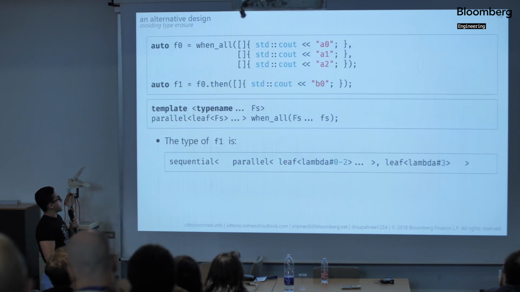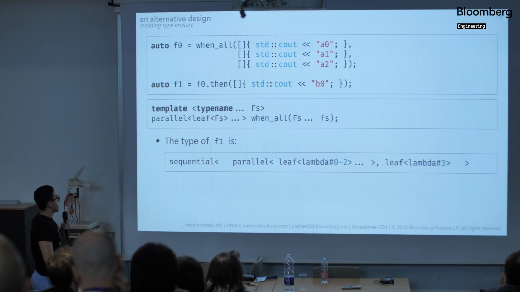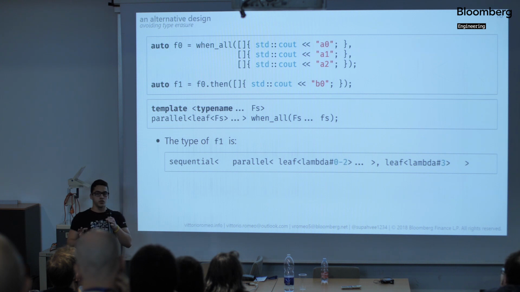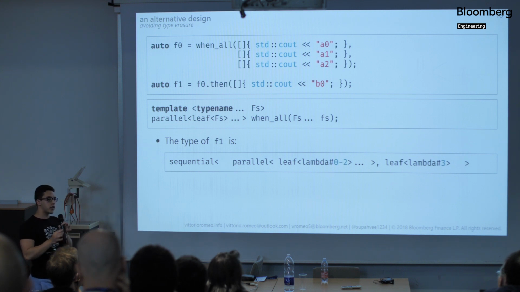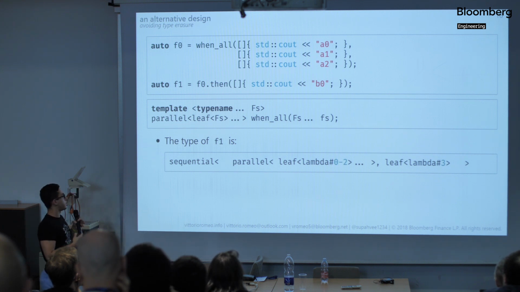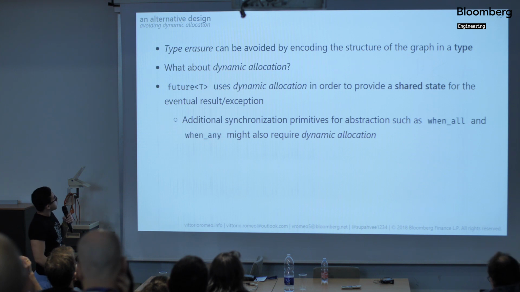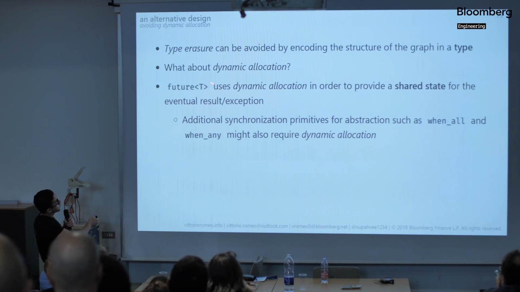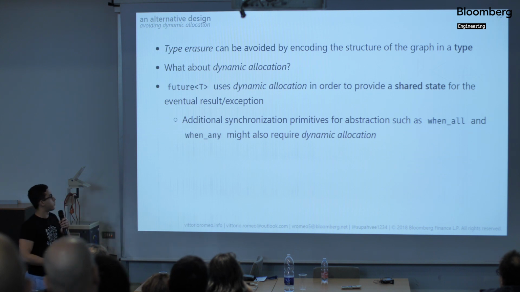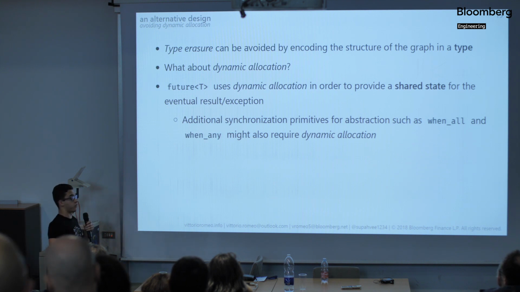So this is the way we can avoid type erasure, basically by storing everything inside the type, using auto on the caller side to deduce it, and forcing the user to have the shape of the graph known at compile time. So we lose the runtime flexibility, but we also gain the ability of doing this without having to type erase. The other issue that might be a performance problem is dynamic allocation. So future of T, both in Boost and std, always uses dynamic allocation in order to provide a shared state for the eventual result or exception and any extra synchronization state that needs to be used for whenAll, for example.